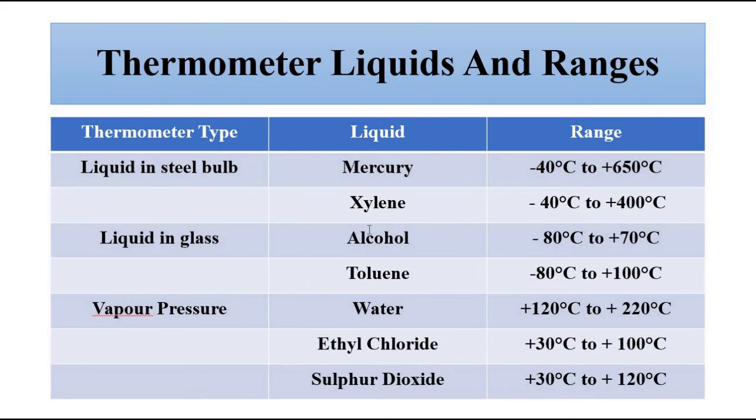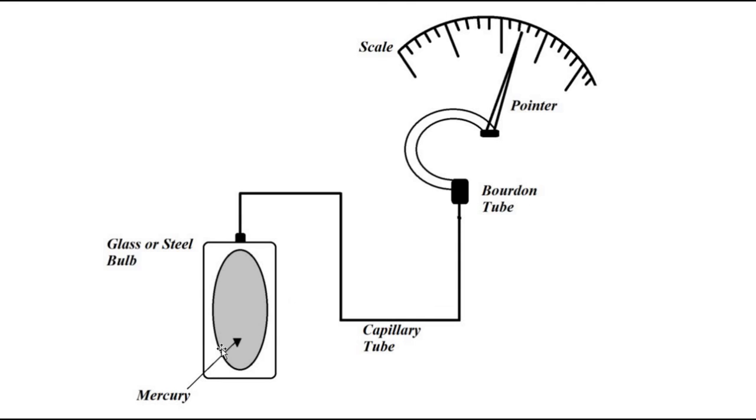Liquid in glass bulb type, here for alcohol as the sensing liquid, the range is from minus 80 degrees Celsius to 70 degrees Celsius. For toluene, it is from minus 80 degrees Celsius to 100 degrees Celsius. Then for vapor pressure type thermometers, for water as the sensing liquid, plus 120 degrees Celsius to 220. For ethyl chloride, it is plus 30 degrees Celsius to 100 degrees Celsius. And for sulfur dioxide, it is from plus 30 to plus 120 degrees Celsius. So depending on the choice of the fluid used as the sensing medium, which expands on heating, we can measure different temperature ranges.